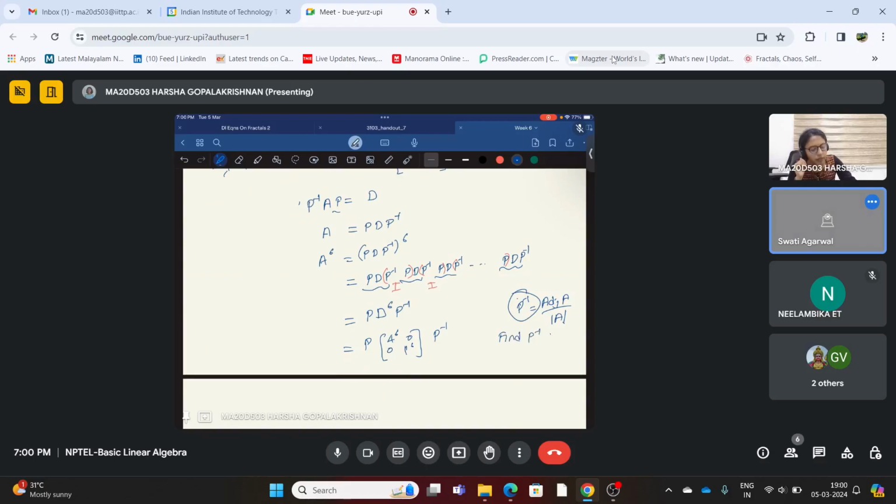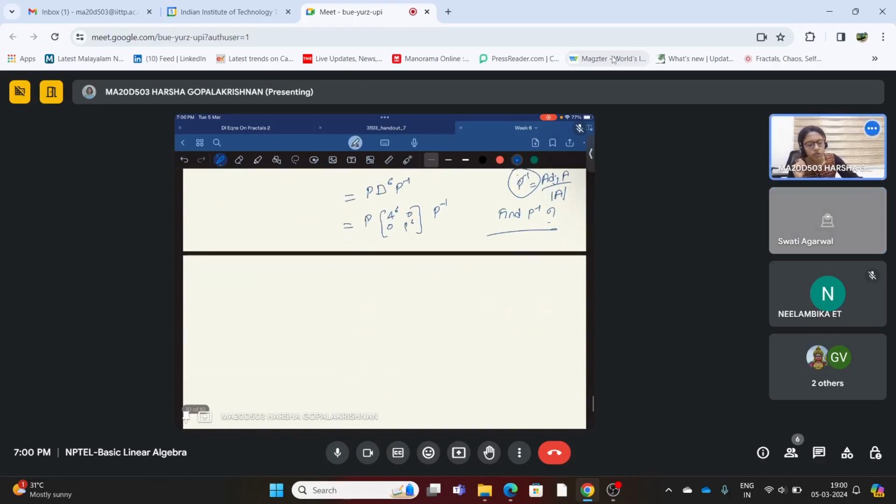Find P inverse. That is the way we can find A power 6.